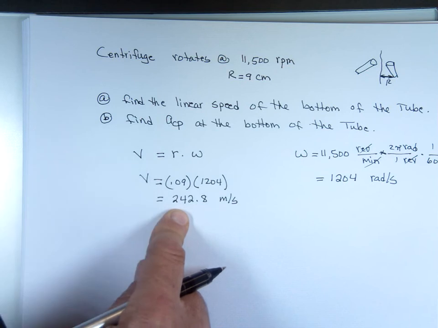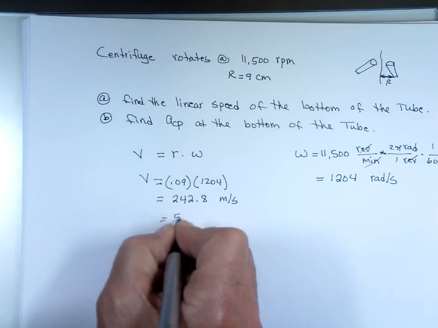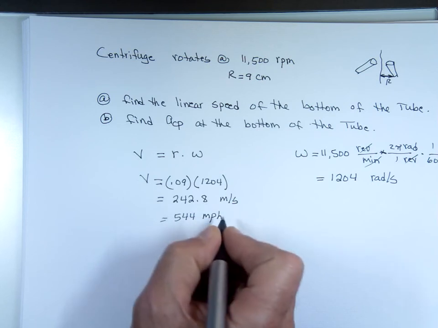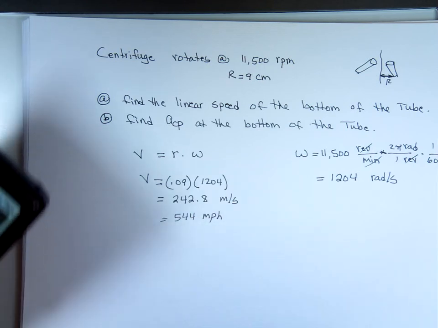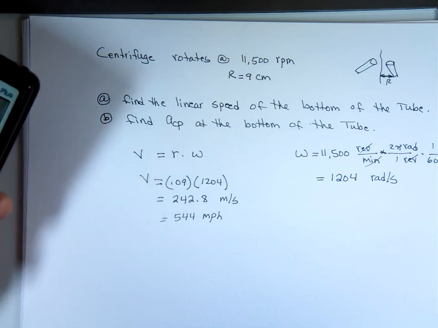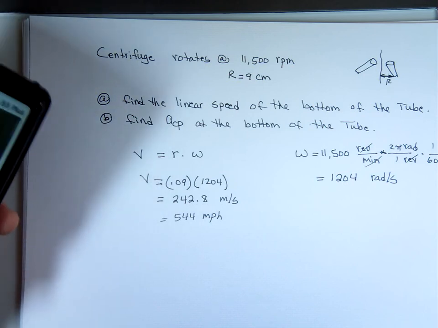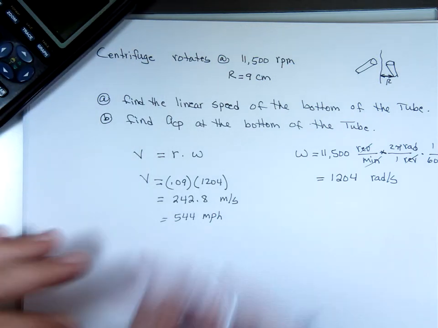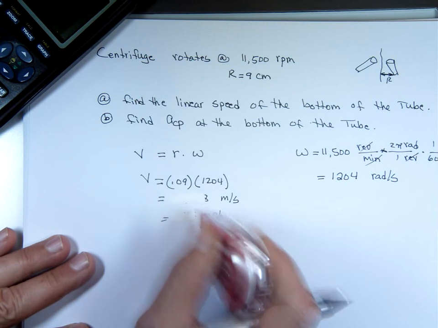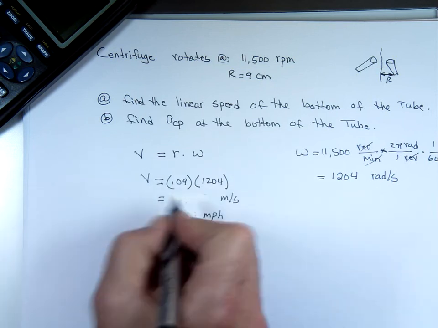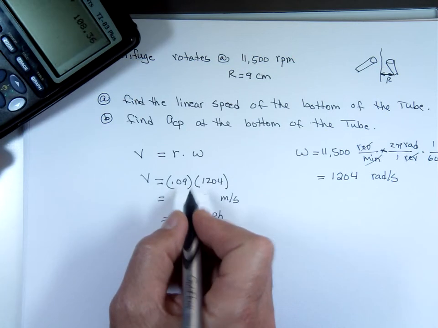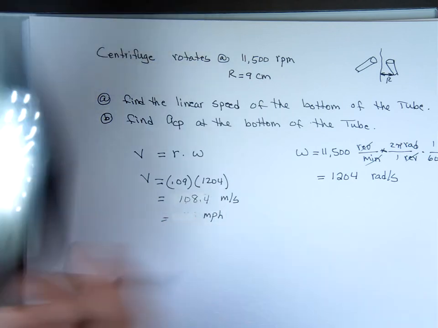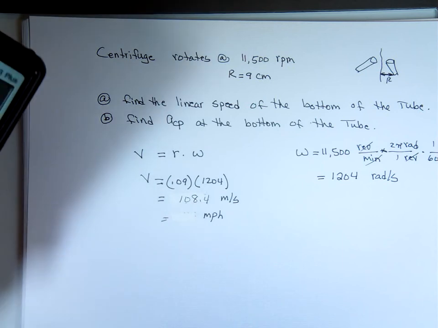0 times 404 is 108. What'd you get? 108. How did I get that number? Times 0.09. 0.09 times 1204 is 108.36. Don't trust me with calculators. I told you before, I'm probably the worst person with calculators on this planet. I am pushing buttons. So that's 108. And if you multiply it by 2.24, you get 243 miles per hour.